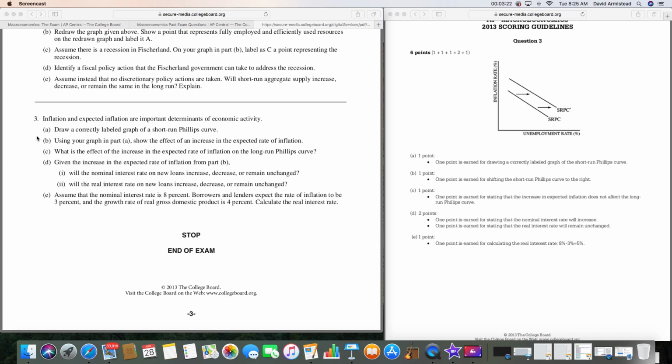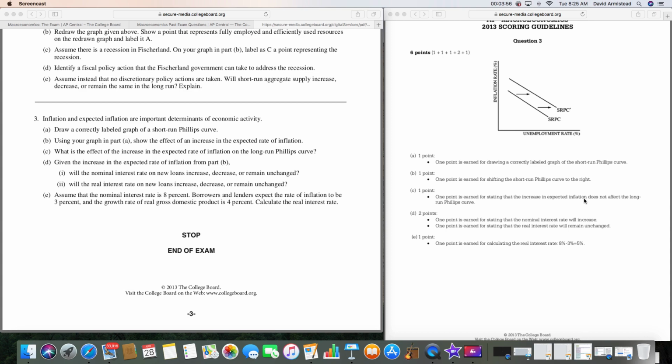That's a tough one. All right, C says, what is the effect of the increase in the expected rate of inflation on the long-run Phillips curve? It says 1 point is earned for stating that the increase in expected inflation does not affect the long-run Phillips curve. What is the only thing that can impact the long-run Phillips curve? Well, your long-run Phillips curve represents full employment, the natural rate of unemployment. So something would have to change your natural rate of unemployment.